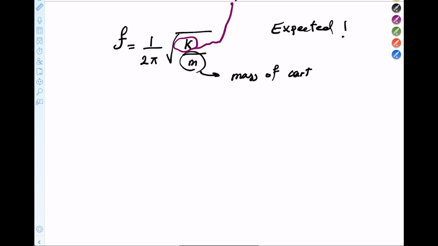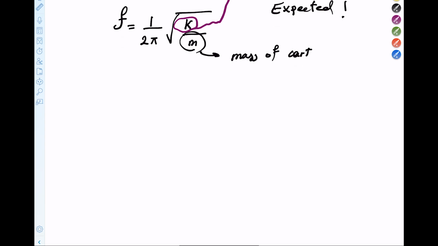However, the actual value will come from the lab. The idea is this: we would have a frequency generator. It looks like a little box. You will see it in the video later on. And it has a knob. You can change the frequency.